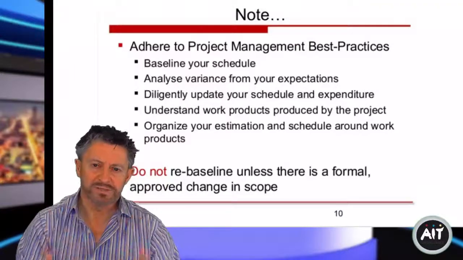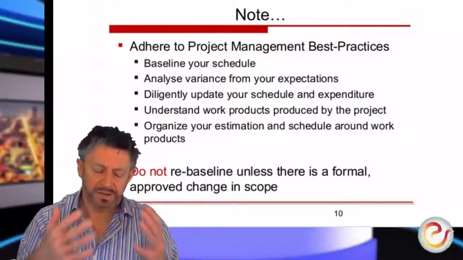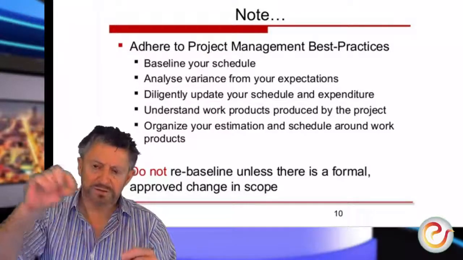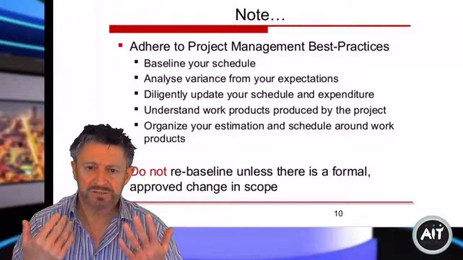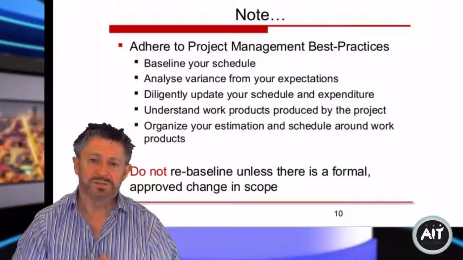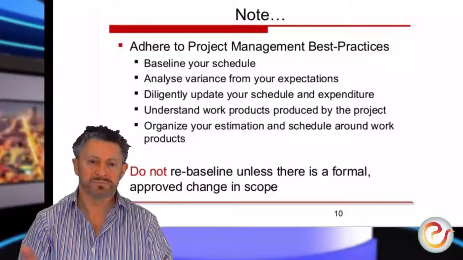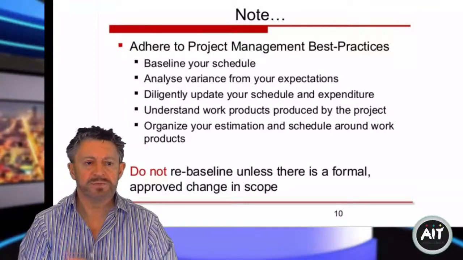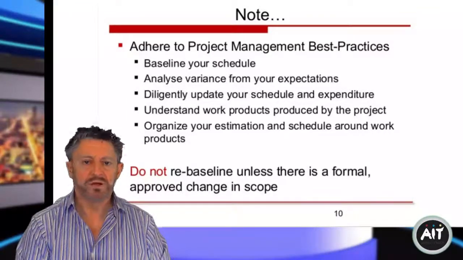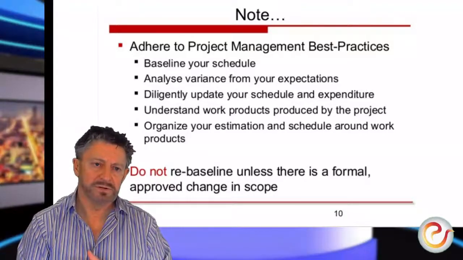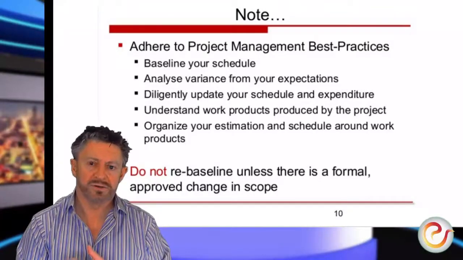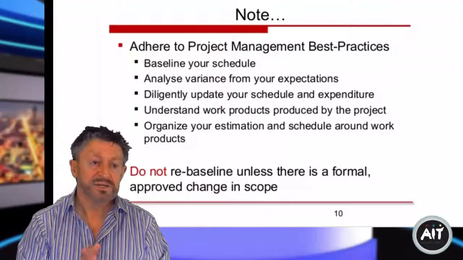So when we've done all the detailed planning, worked out our critical path, all the activities, we put them all together, we get a baseline plan. That's your starting point. And it's when you have that baseline plan, you say, right, now we're ready to go with this project. Analyze variance from your expectations. So obviously being able to identify what goes wrong or has gone wrong and how can we correct it.